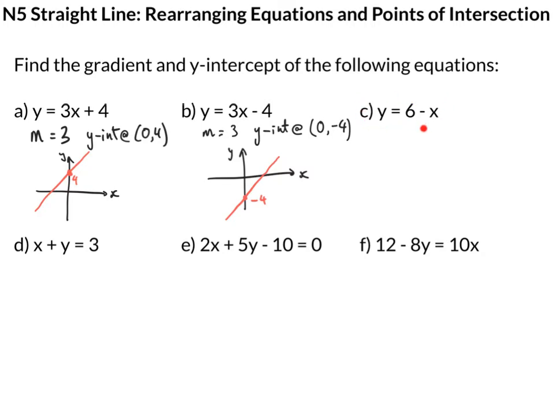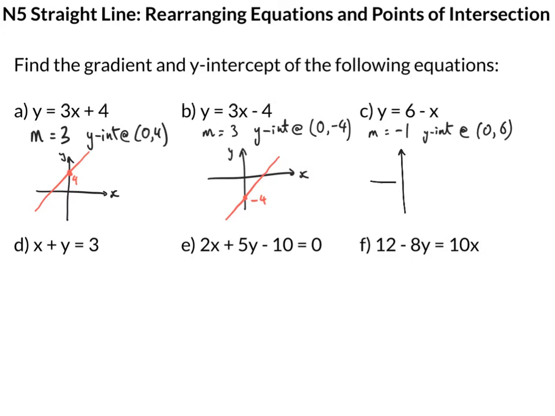Next one, C. My gradient in this case is the coefficient of x. So x has moved to be the second term here. I've got negative x, so what I've got is an implied 1. I've got negative 1 lot of x, but you'll never see that 1 written down. So I have a gradient of negative 1. My y-intercept is at, well, this 6 is the constant, the number on its own. So that means my y-intercept is at 0, 6.